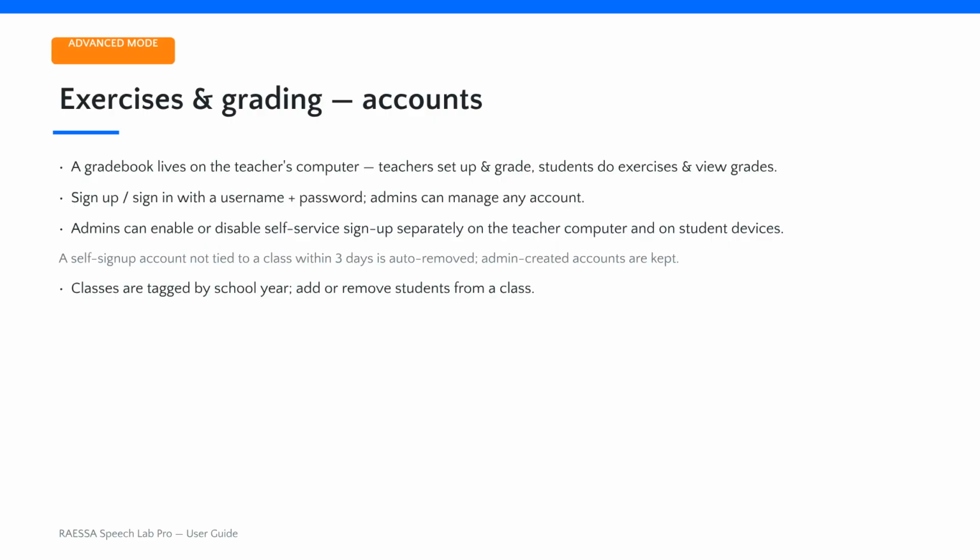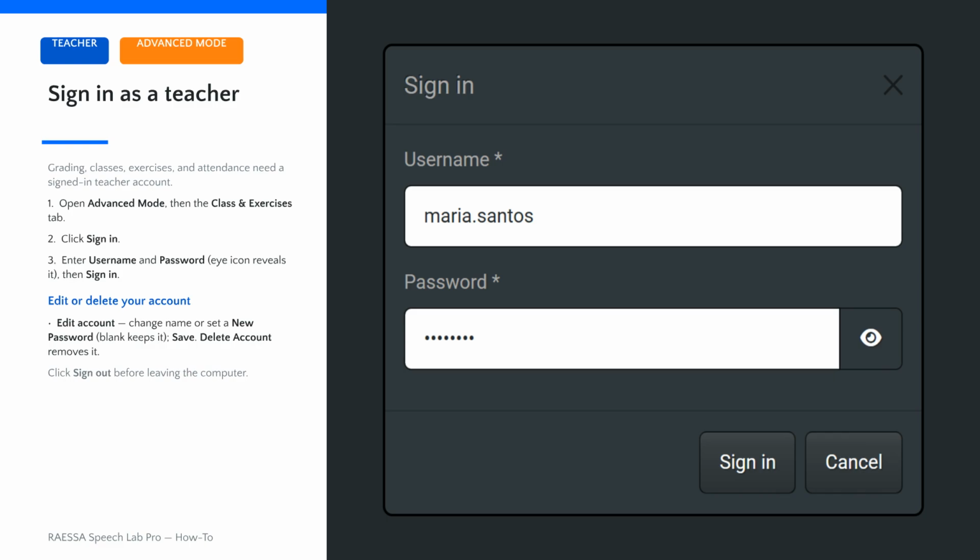Administrators can control whether students are permitted to sign up for accounts themselves. To sign in, navigate to the Class and Exercises tab while in Advanced mode and click Sign In. After entering your credentials, you can manage your account profile, including updating your name or password, and remember to always sign out before leaving the terminal.